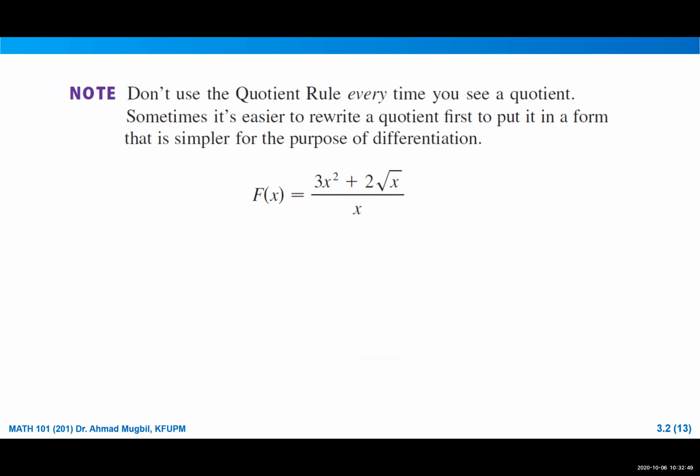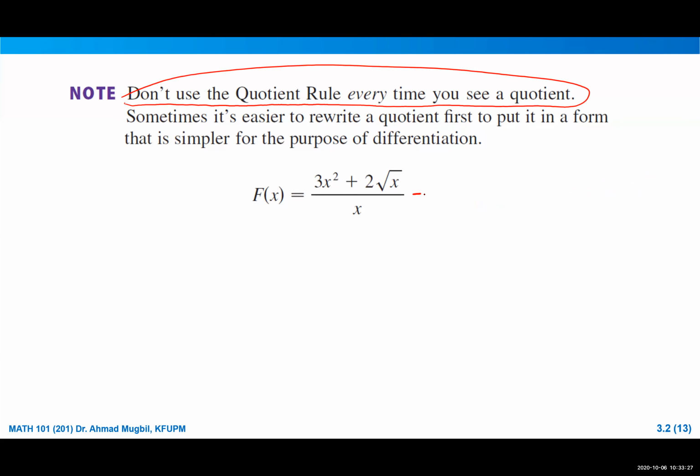Okay. Now, if I'm asking you, guys, to find the derivative of this function, what will you do? If I ask you to find the derivative of this function, 3x squared plus 2 square root of x over x, many of you will think about what? The quotient rule, okay? You can use the quotient rule, it's okay. But don't use the quotient rule every time you see a quotient, because sometimes it is easier to first write the quotient in a simpler form.